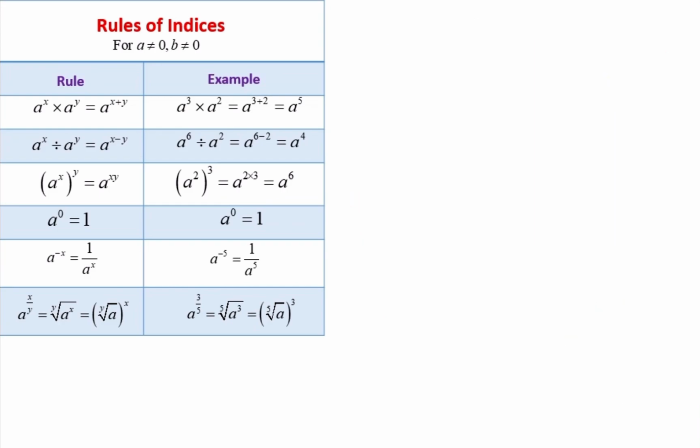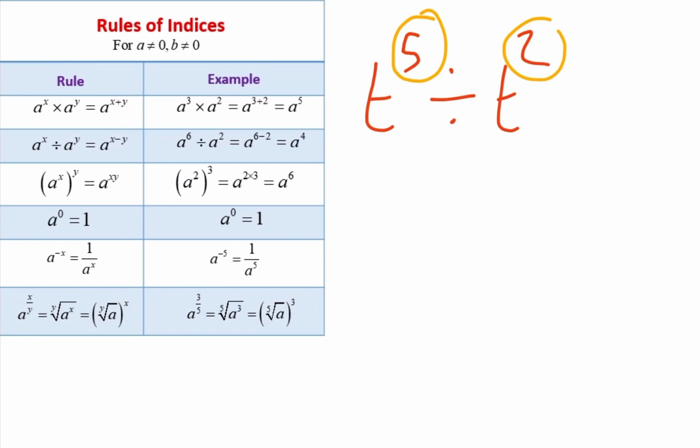The next question I would like to do with you is this one. So if I said to you, t to the power of 5 divided by t to the power of 2. This time we've got divide. So again, we circle the two powers, we connect them together, and we put a takeaway sign. Because we're dividing, okay, we subtract the two powers.